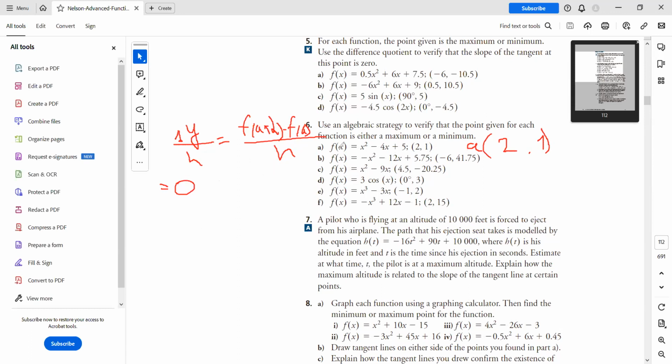Then you have to check whether before or after this point the instantaneous rate of change is positive or negative. So you're taking one point before, for example x equals 1, where x equals 2 is our point of interest, and x equals 3 would be the point after. You check whether the instantaneous rate of change is positive or negative here and here. If it's negative, then positive, it means this is going to be a local minimum. If it's positive, then negative, it means it's a local maximum.